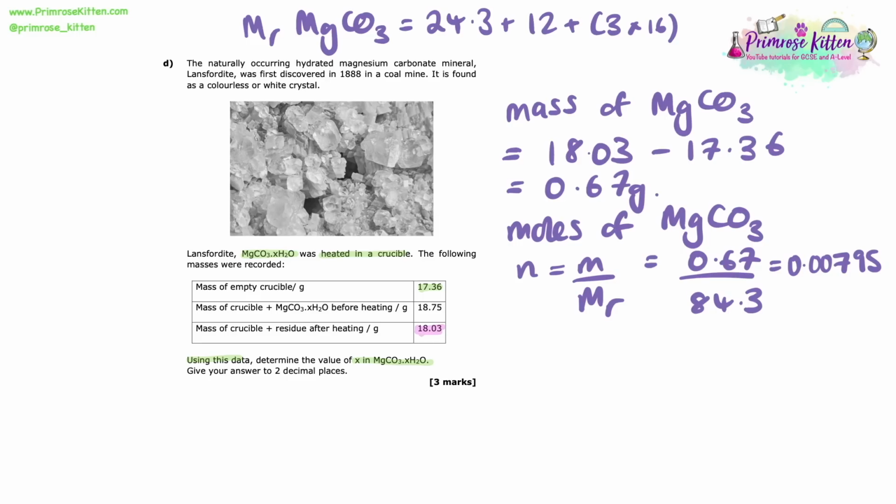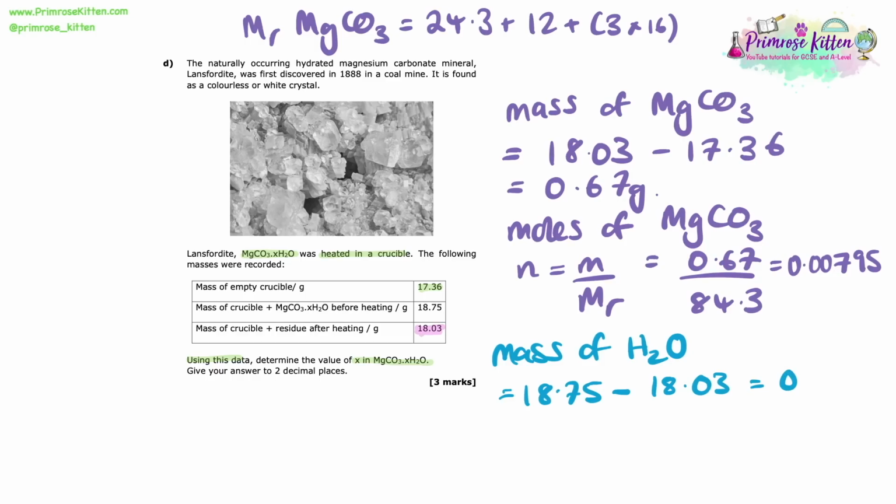So now we know the moles of magnesium carbonate, what we can do is we can now work out how many moles there are of water. Or at least we can start by working out the mass of water. Now we can do this by taking the mass of the crucible plus this hydrated salt before heating and subtract from that the mass of the crucible plus the residue after heating. Because the difference between those two is going to be just the mass of the water that got removed when we heated it. So that means that the mass of water is equal to 0.72 grams.